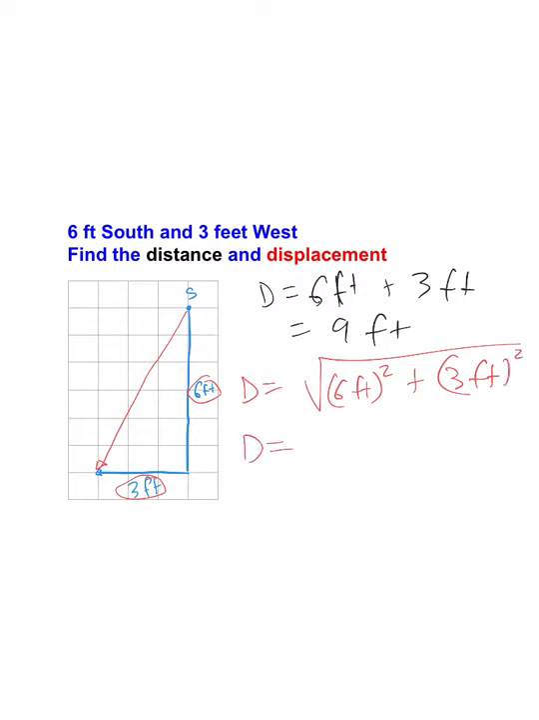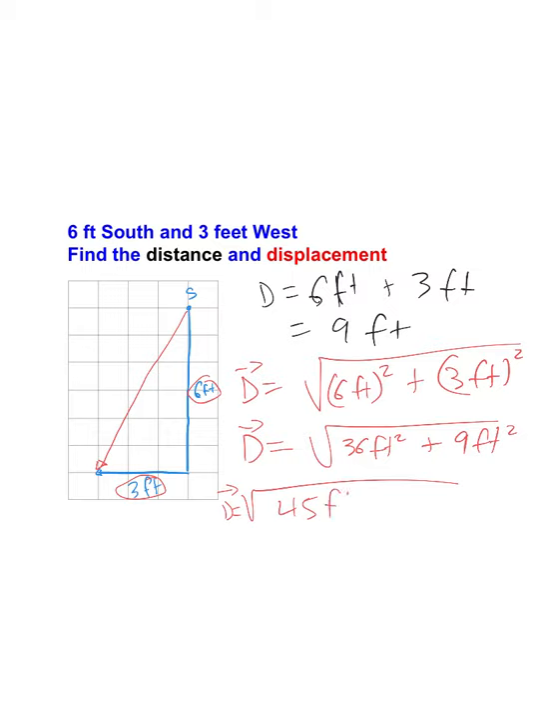So my displacement is the square root of 6 times 6, which is 36 feet squared, plus 3 times 3, which is 9 feet squared. So now we combine those terms. Displacement is equal to the square root of 36 plus 9, which is 45 feet squared. So what is my displacement? I grab my calculator and I punch in 45 and square root, and it tells me 6.708. So we can just go with 6.7 roughly. The unit would be feet because every unit will be the same as the unit given in the direction.